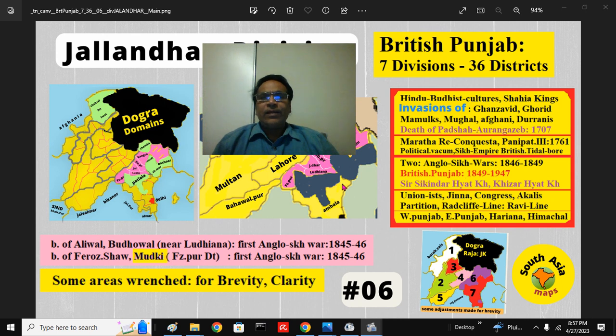And then the political vacuum in the Gangetic Plains was mostly filled by the British, from the Battle of Plassey and the Battle of Buxar in 1764, and the tidal bore finally swallowed the Khalsa kingdom. After the two wars, 1845-46 and 1848-49, the British ruled Punjab almost entirely.